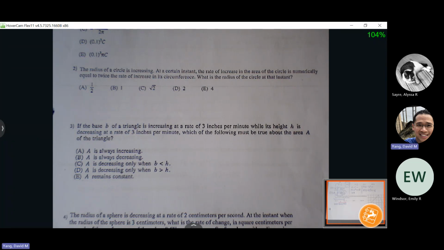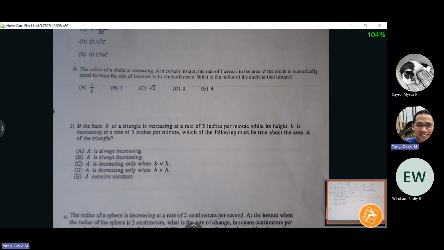It says, if the base of a triangle is increasing at 3 inches per minute, what does that refer to? Positive or negative 3? Positive, so I can replace this with 3, right? The height is decreasing at a rate of 3 inches per minute. This part needs to do that. Okay, so I'm just replacing what they're telling me to replace.